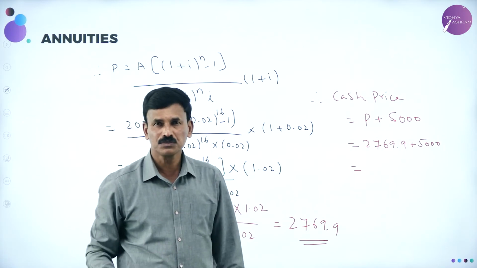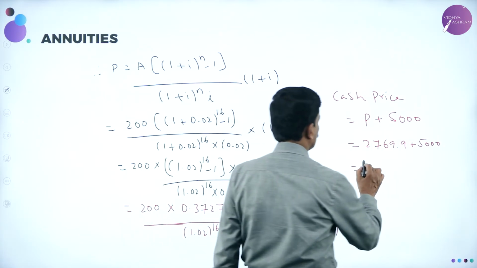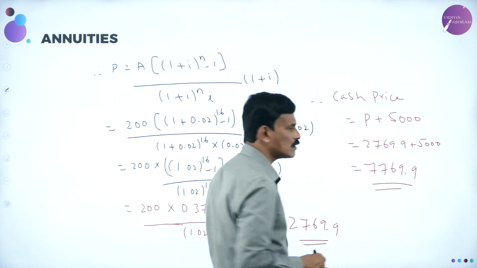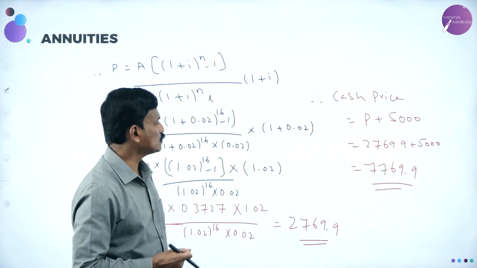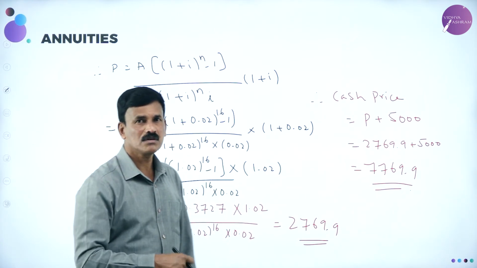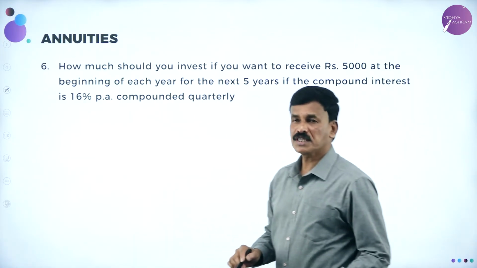What is that equal to? This is nothing but 7769.9. This is the cost. That's it. So therefore, the cash price is equal to 7769.9, which is the required answer. Hope you followed. Now move on to the next problem.